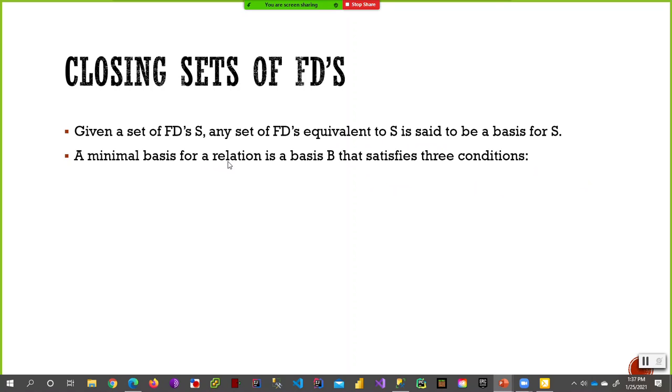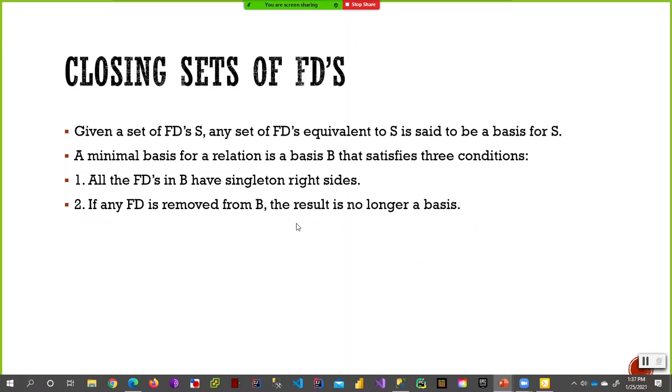So a minimal basis for a relation is a basis B that satisfies three conditions. And again, we're going to go through an example of all these, but I want to put the formal definitions out there for all of them. First, all the functional dependencies in B have singleton right sides, right? So this is the splitting rule. Second, if any functional dependency is removed from B, the result is no longer a basis. In other words, if you remove a functional dependency, then you no longer have a basis.